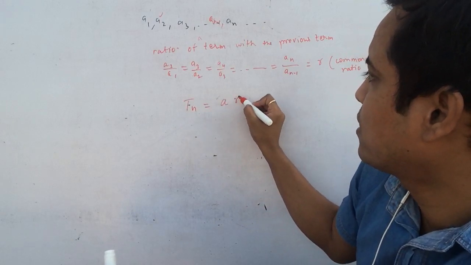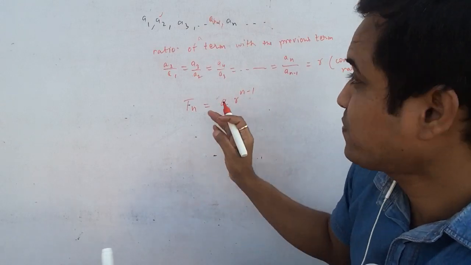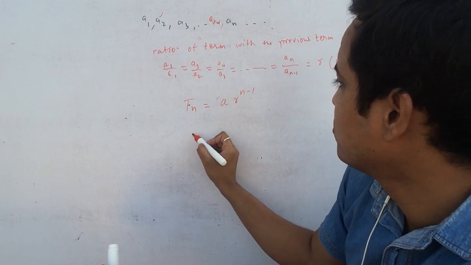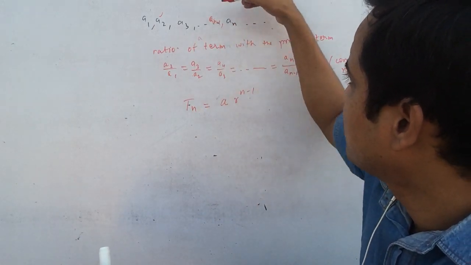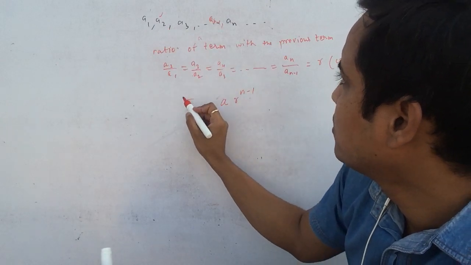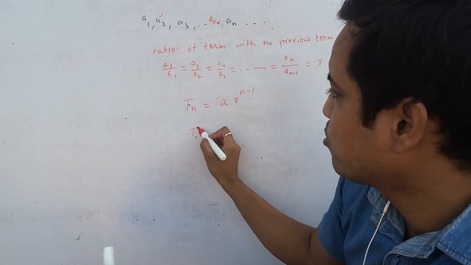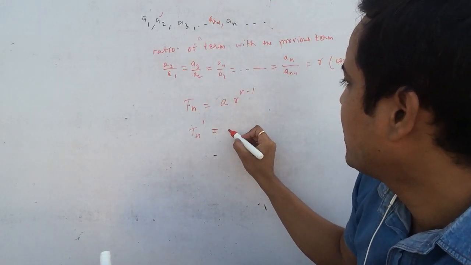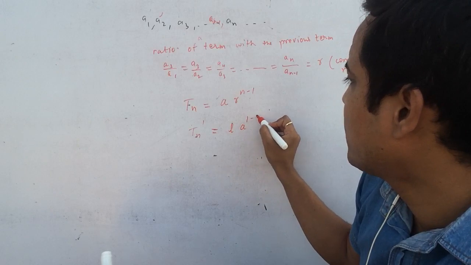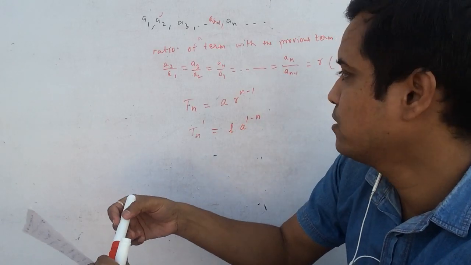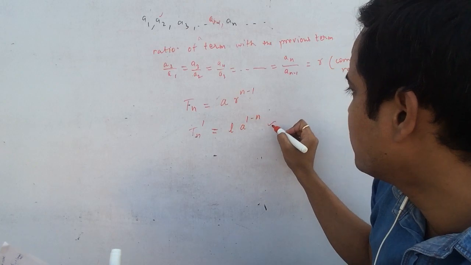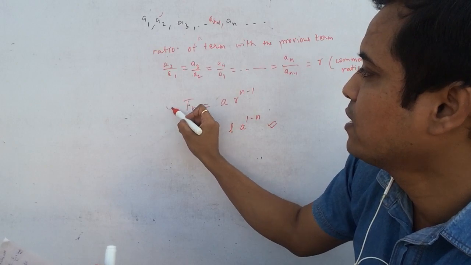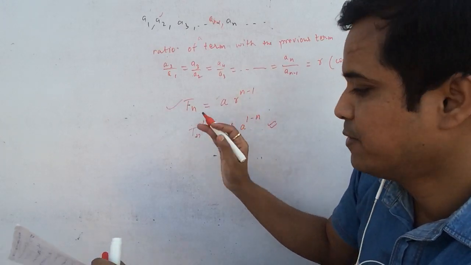It is a r raised to power n minus 1. Now suppose Tn dash is the term from the last. How would you calculate it? L a raised to power 1 minus n. It is the nth term from the last. If you calculate from the beginning, then it would be a r raised to power n minus 1.